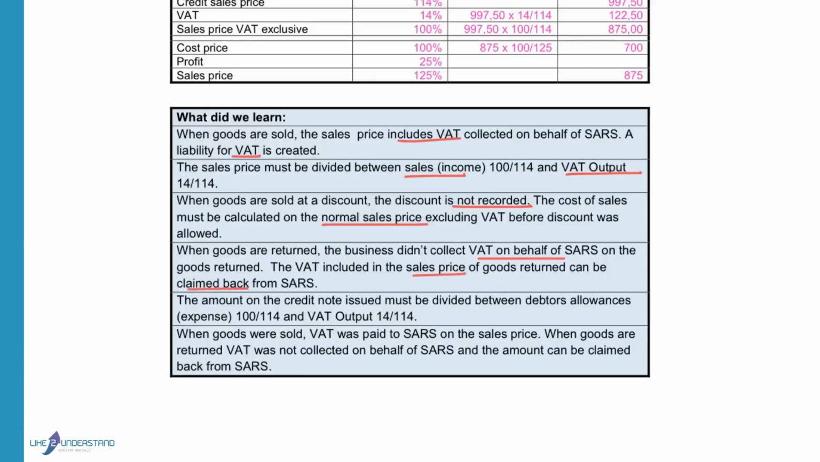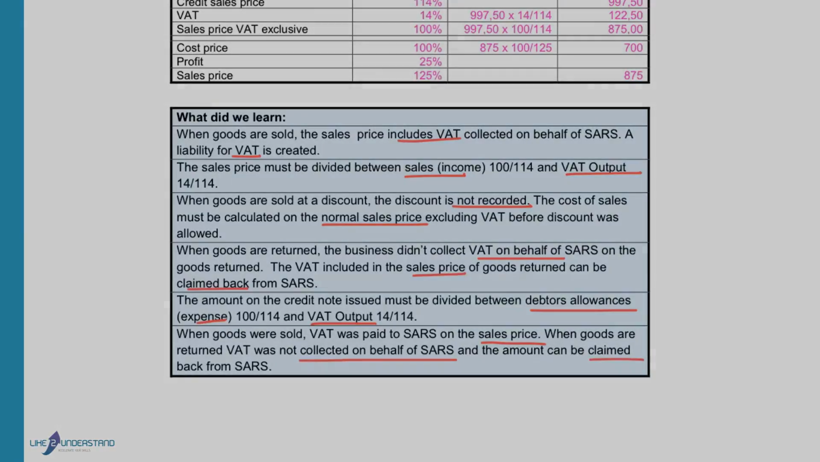The amount on the credit note issued must be divided between debtors' allowances to create an expense that will decrease the profits and VAT output. When goods are sold, VAT was paid to SARS on the total sales price. When any of these goods are returned, the VAT is not collected on behalf of SARS and the amount can be claimed back from SARS.